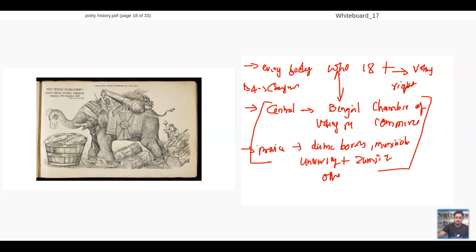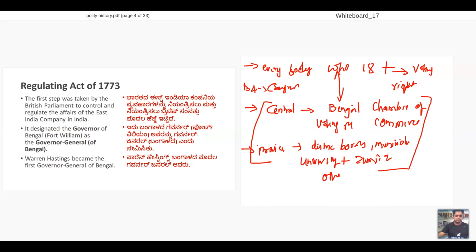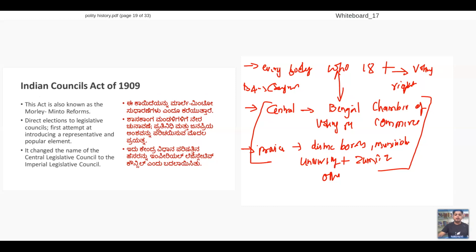So the 1892 Act is also over. Can we go to the next act? Indian Councils Act 1909. What is this Indian Councils Act 1909? We call it the Minto-Morley reforms.